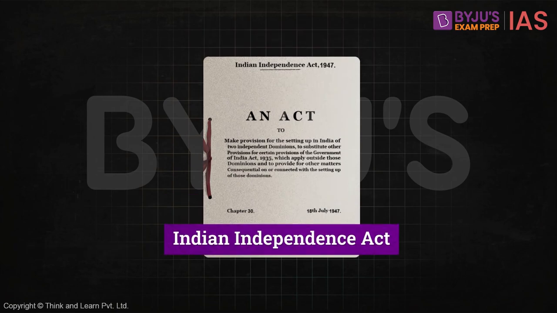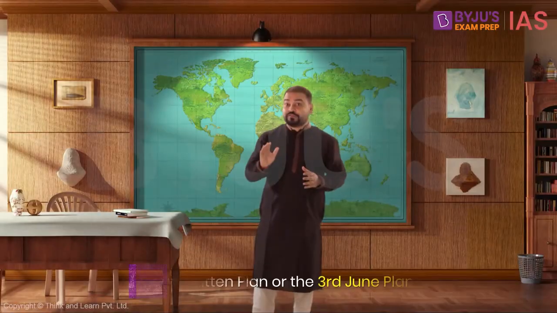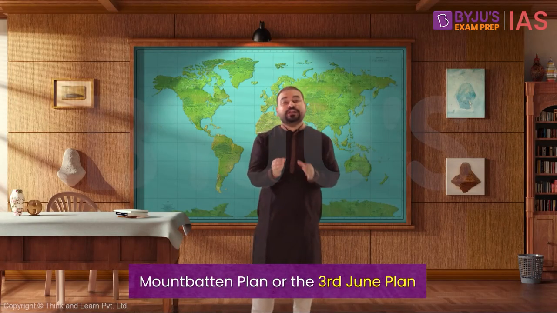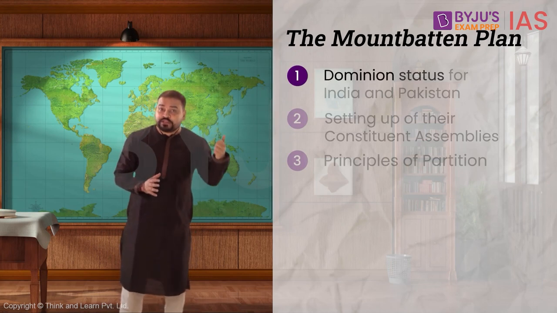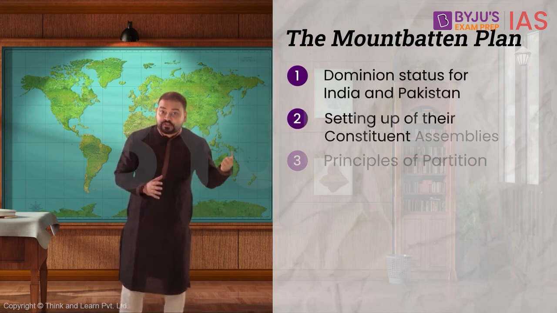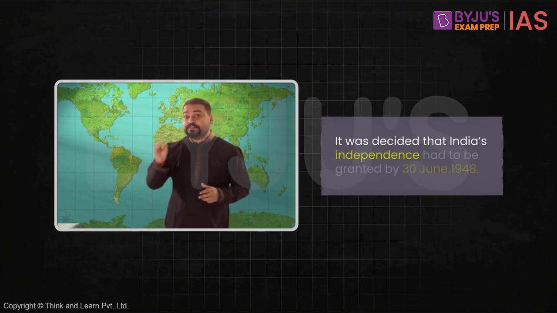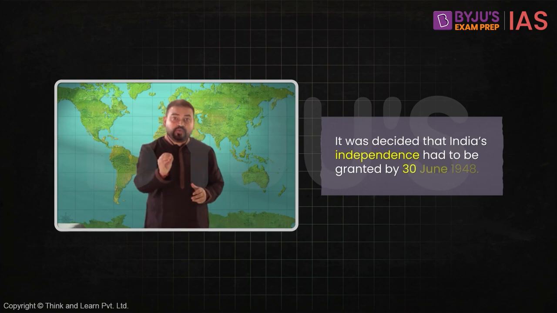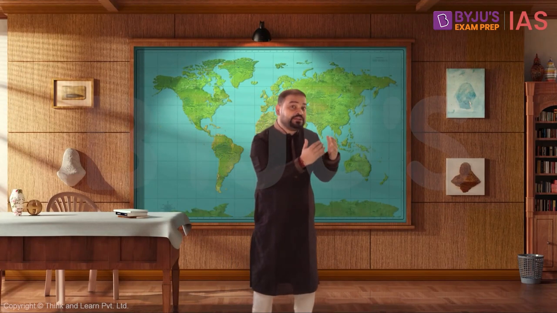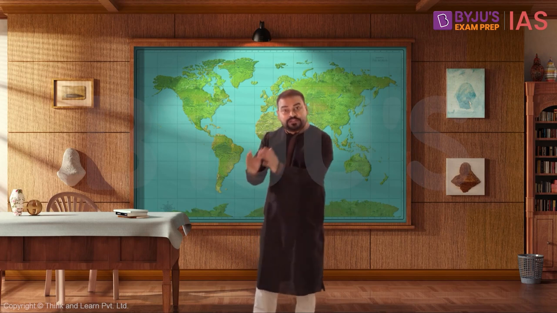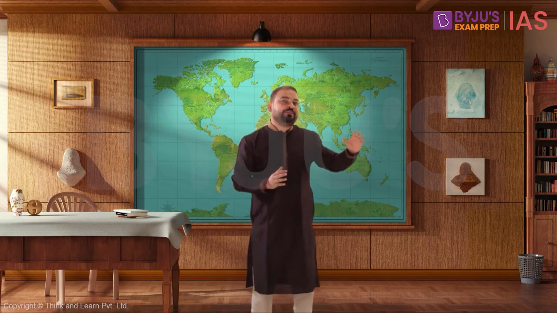Basically, the Indian Independence Act put into action a plan which was proposed by Lord Mountbatten, the then Viceroy of India. This was the Mountbatten Plan, alternatively known as the 3rd June Plan. The Mountbatten Plan contained principles which included the dominion status for India and Pakistan, setting up of their constituent assemblies, and principles of partition. It was decided that India's independence had to be granted by 30th June 1948. This meant that the transfer of power by the setting up of an independent Indian government had to be completed by this day. Thus, the Mountbatten Plan truly set up the foundations of the Indian Independence Act.